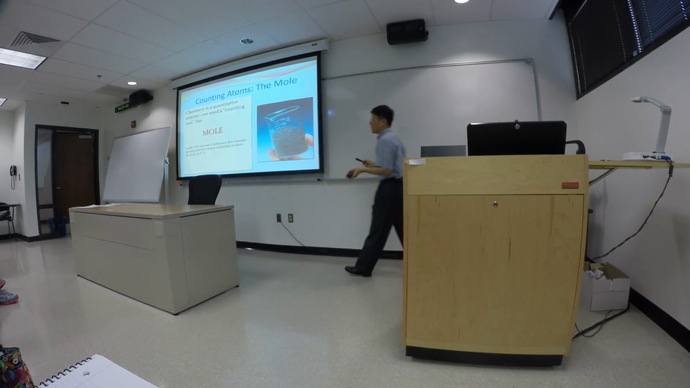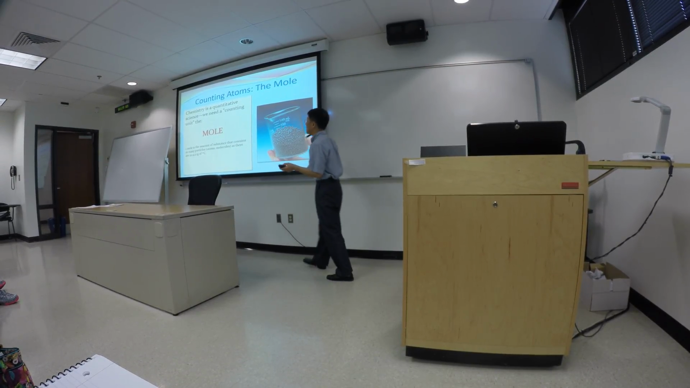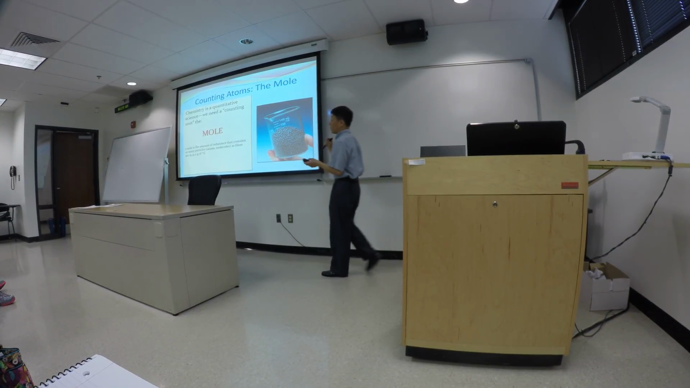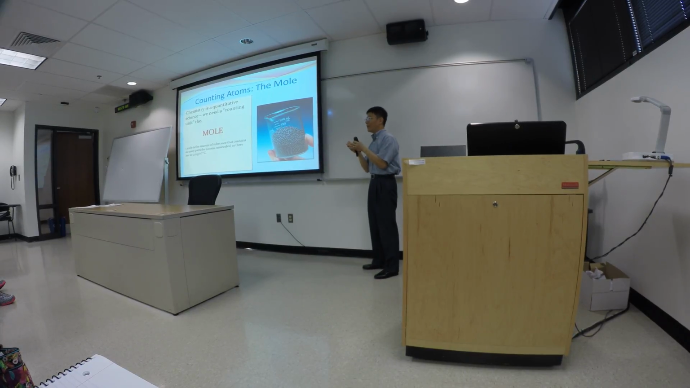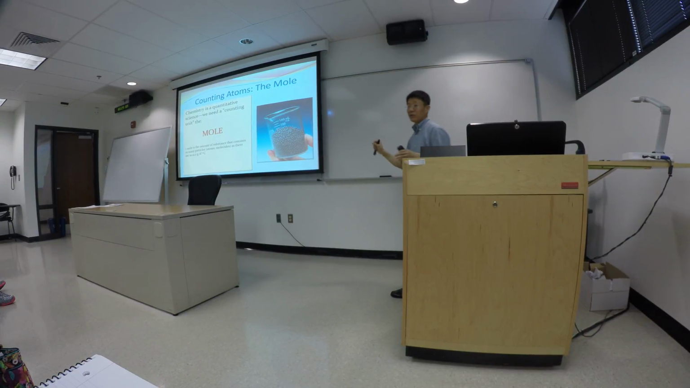A counting unit in this case, in chemistry, is what we call a mole. 1 mole is the amount of substance that contains as many particles as there are in exactly 12 grams of carbon-12. Okay, so what we're trying to do here is relate the number of particles to a mass. So we're talking about 1 mole being the amount of substance that contains the same number of particles as there are in 12 grams of carbon.